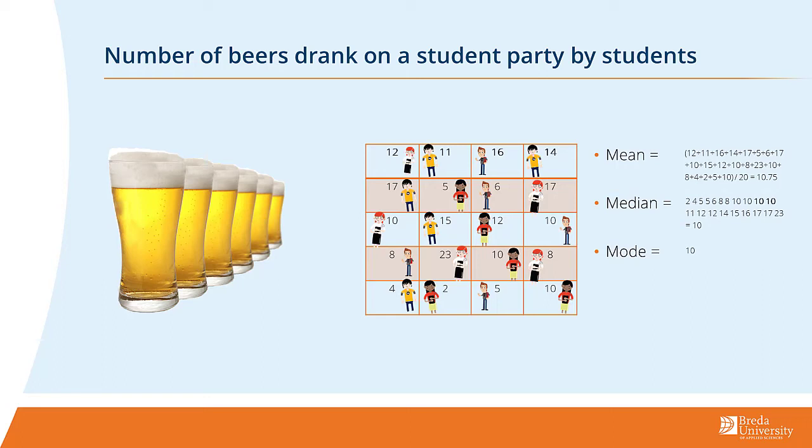Then finally, if you want to take a look at the mode, you take the most frequent score. So what is the most frequent number of beers that the students drank during the evening? In this case, the mode is actually 10 as well.